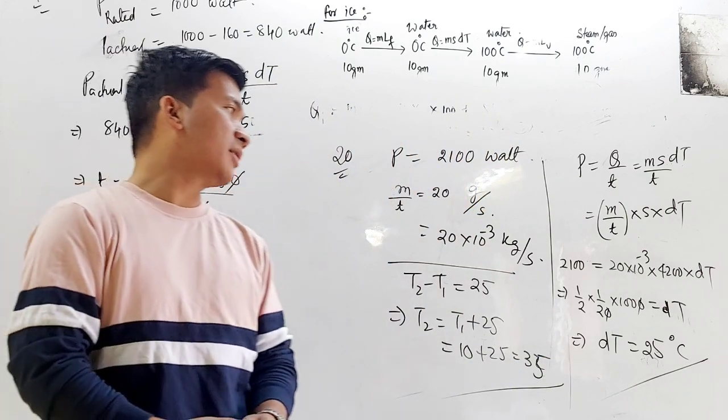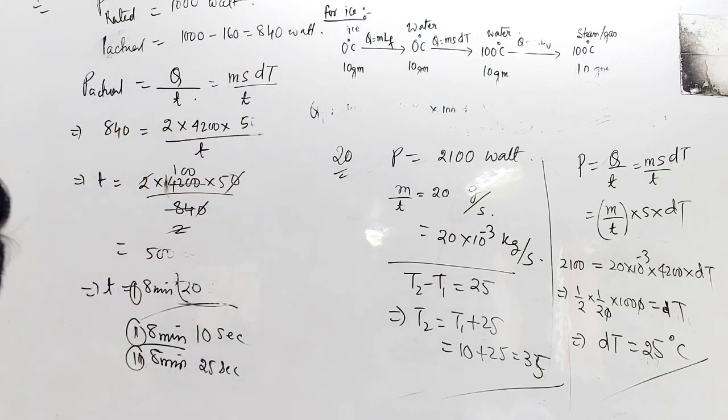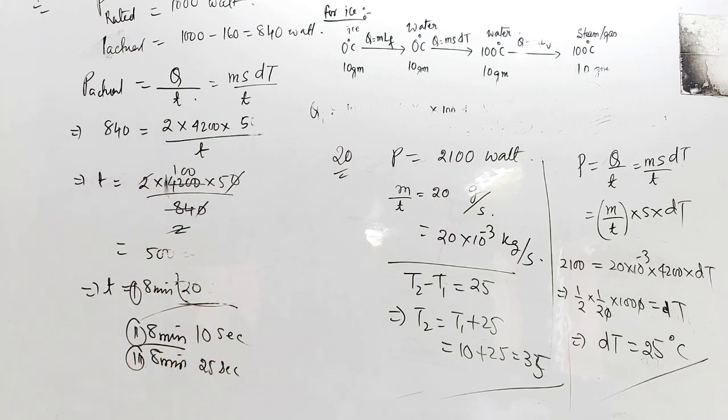We calculate the increase in temperature. The temperature increase is 25. Initially it was 10, and with a 25 increase, it becomes 35.